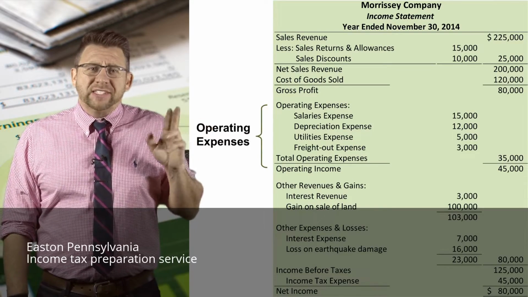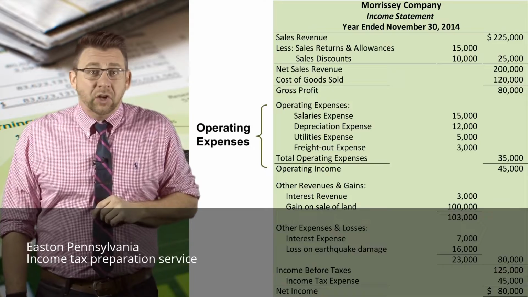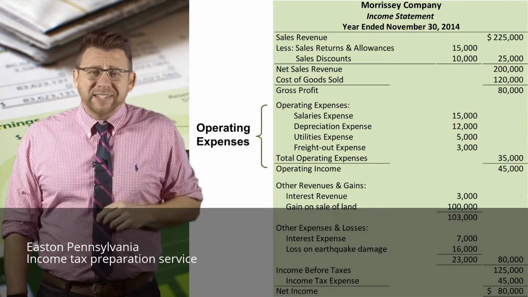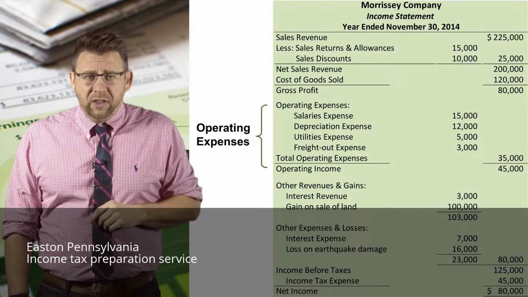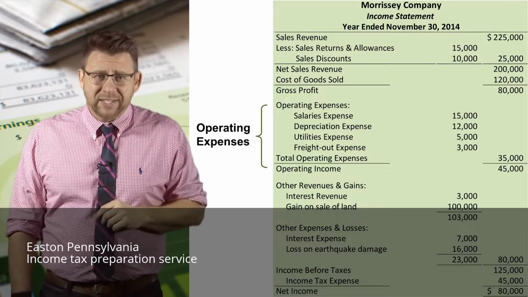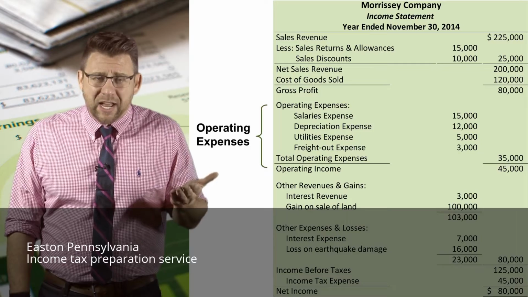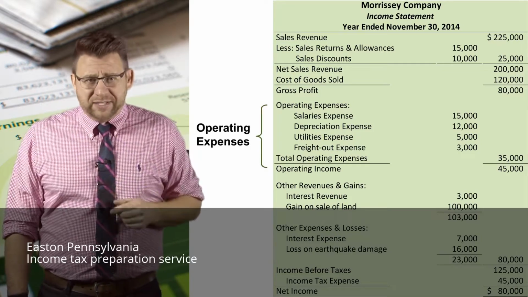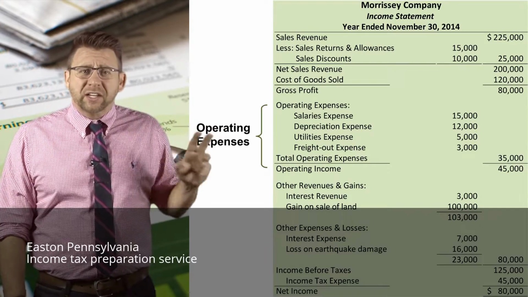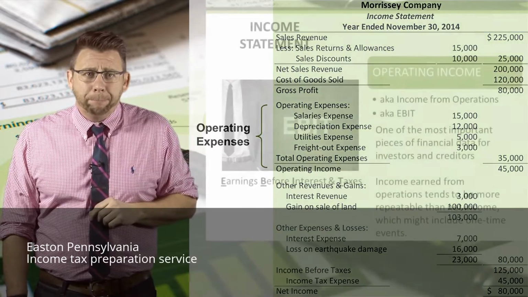The next section lists all of the operating expenses of a business. Notice that not all expenses are listed here because not all expenses relate to operations. The most notable expense that doesn't belong in this section is interest expense, because interest expense relates to how a business finances its operation, not operates it. So here, operating expenses are deducted from gross profit to arrive at operating income.